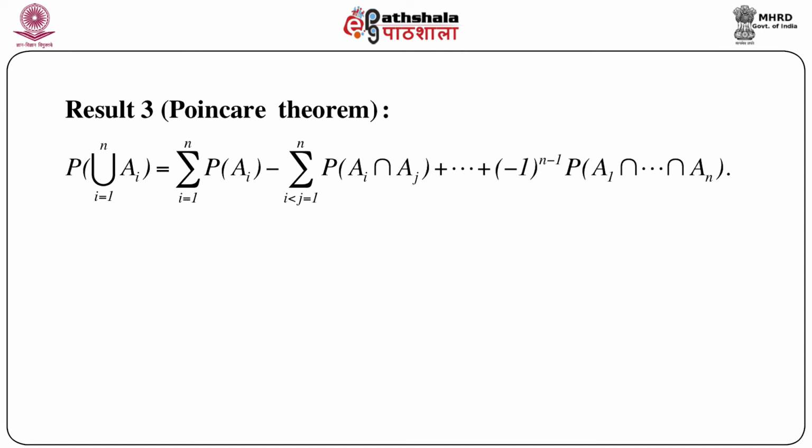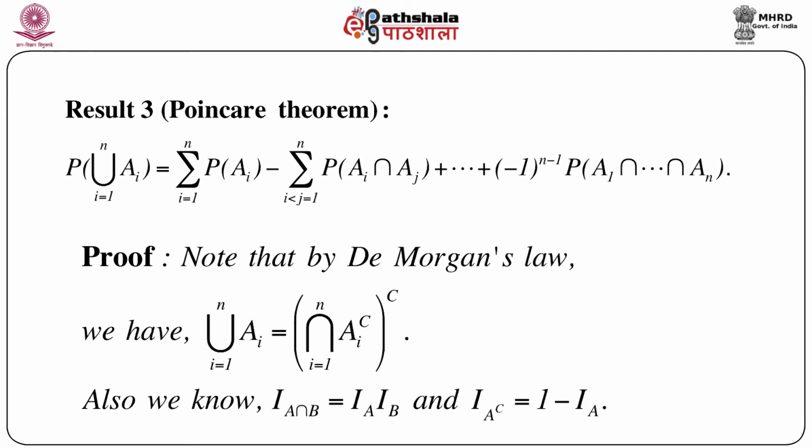Now let us see whether we can go for the big proof of Poincaré's theorem, the famous Poincaré's theorem, which deals with the probability of the union of n events. And we know that Poincaré's theorem says probability of union of A_i, i equals 1 to n, is summation i equals 1 to n probability of A_i, minus summation i less than j probability of A_i intersection A_j, plus up to plus or minus, (-1) to the power n minus 1, probability of A_1 intersection A_2 intersection up to A_n.